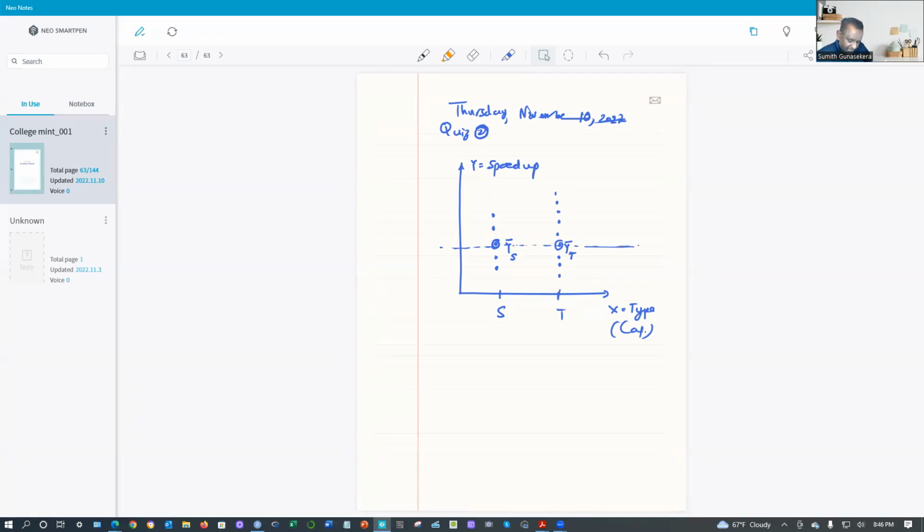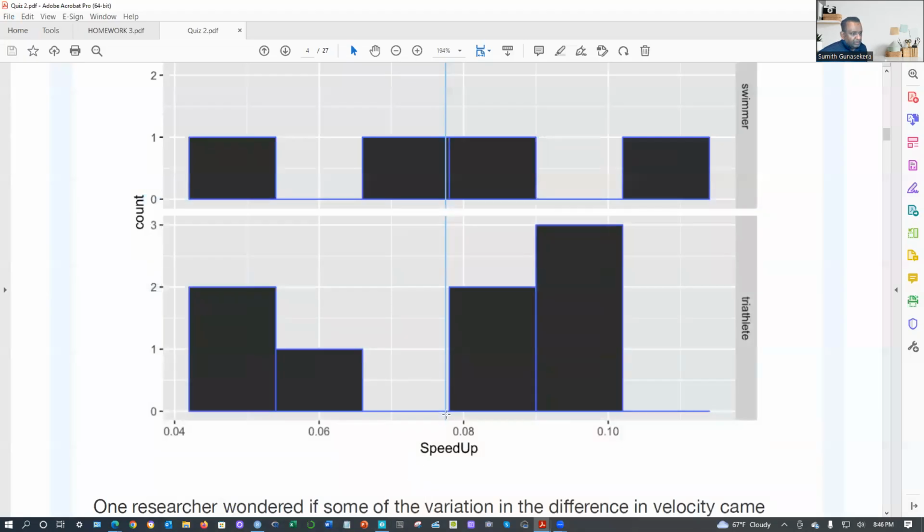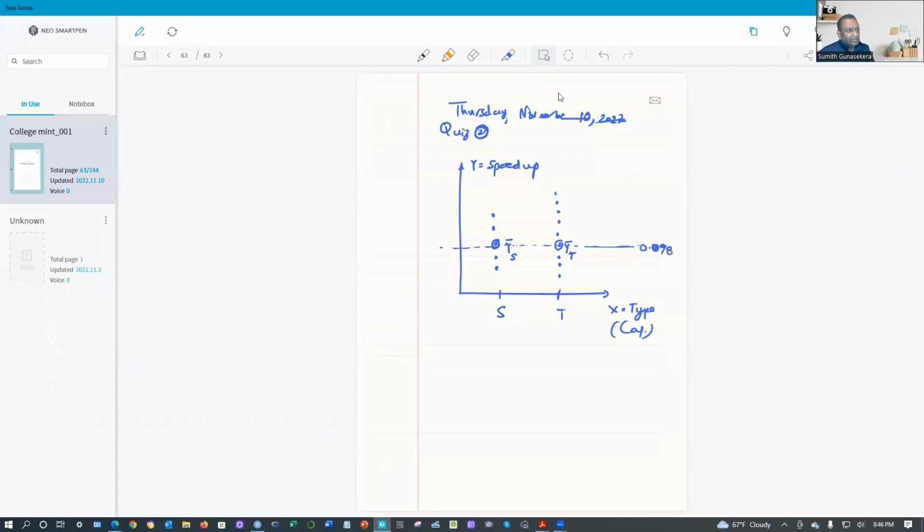Let's say that value is almost 0.078. Okay, 0.078. They both are that good.